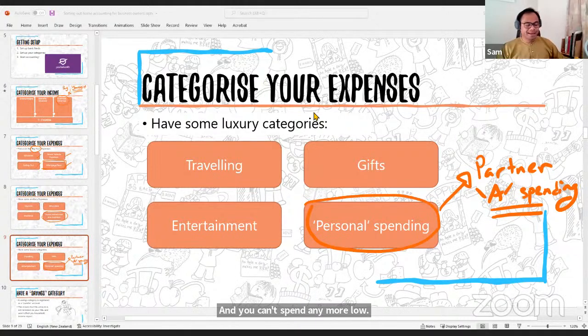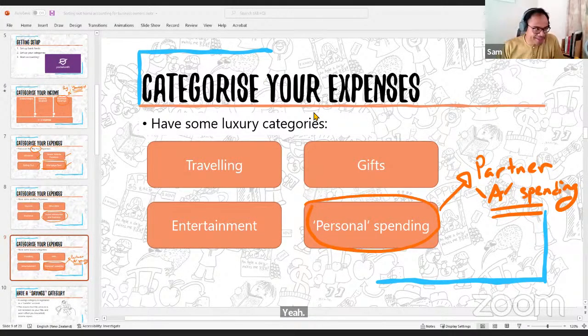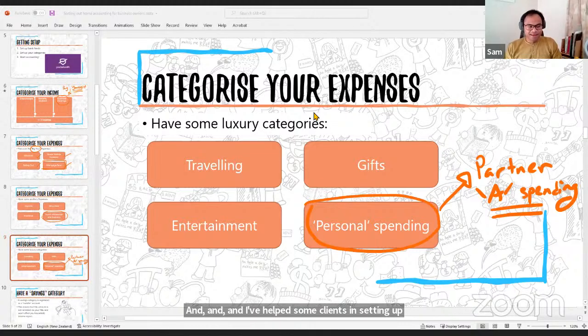Yeah. And I've helped some clients in setting up PocketSmith before, and one recurring theme is there's always one partner who spends more than the other. So if you can actually create a special account for the spendy partner and tell them, okay, this is your budget for spending this month, and you keep track of it, and once they hit that limit, you say, all right, no more spending. But do it in a nice and communicative way, without it sounding like you're on their back all the time.